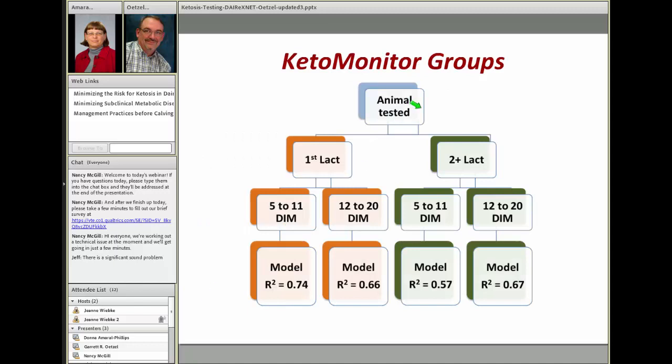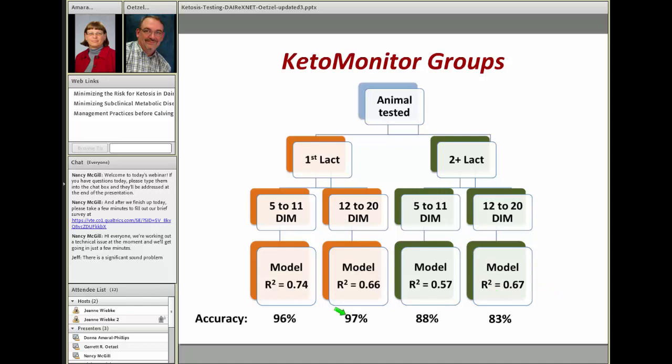So our modeling scheme looked like this. We break them down by first versus 2+, then by the lactation group. Here's the R-squareds. We're up to 0.7, 0.6, 0.5, way above the 0.09s that we saw. Now we're predicting 60, even 70% of the variation in that.